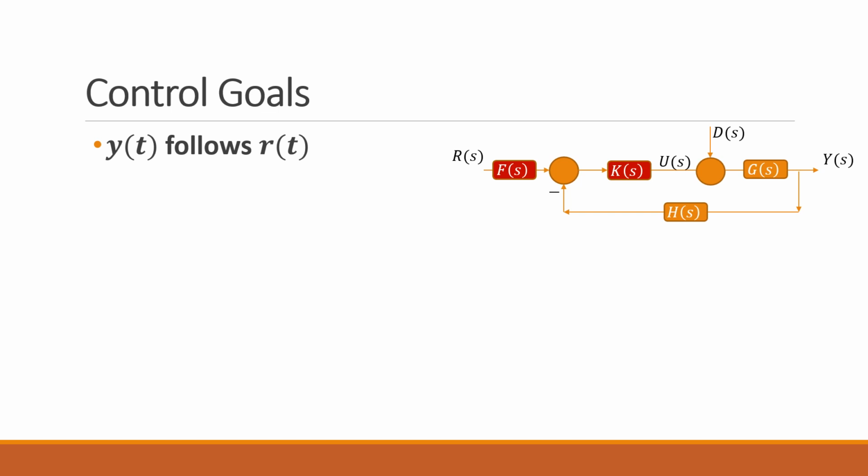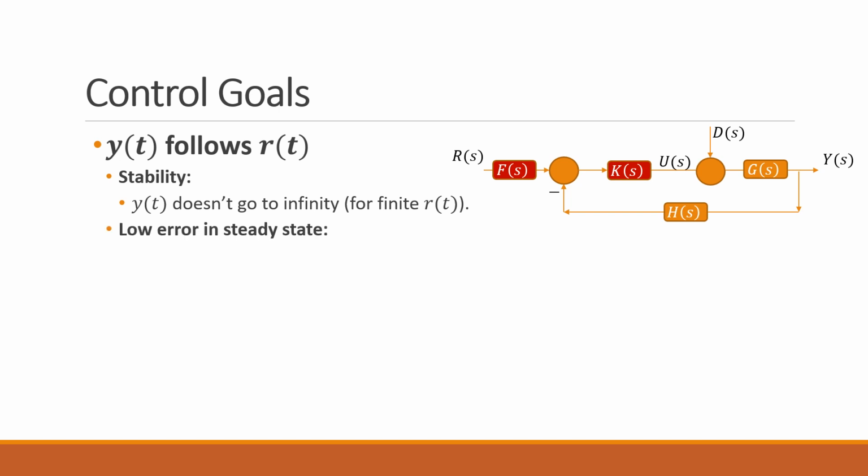But this may not be easy, so let's start simple. The simplest thing we can ask for is stability. Stability basically means that Y of t doesn't go to infinity for bounded or finite R of t. For stability, we want the poles of the closed loop system, which are the poles of the transfer function from R to Y, to have negative real parts, i.e. we want them to be to the left of imaginary axis. We want closed loop poles in the left half plane.